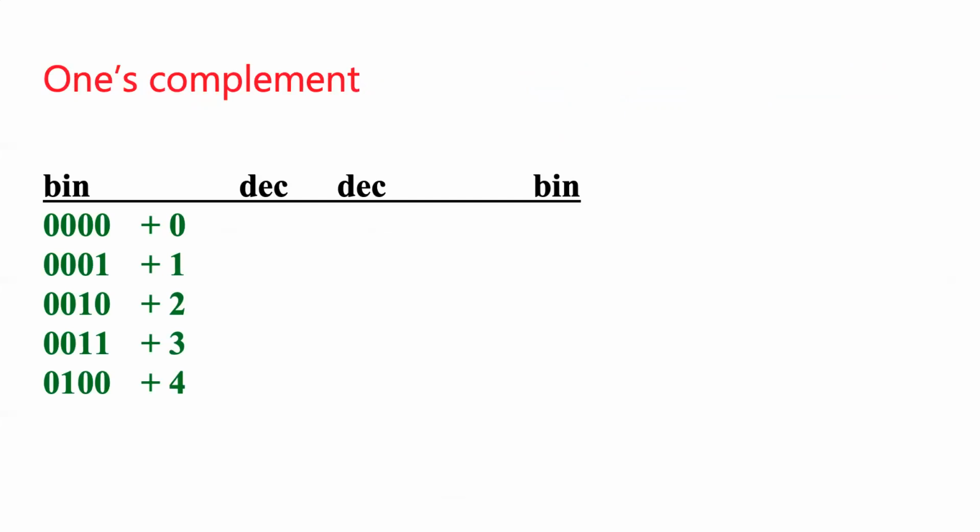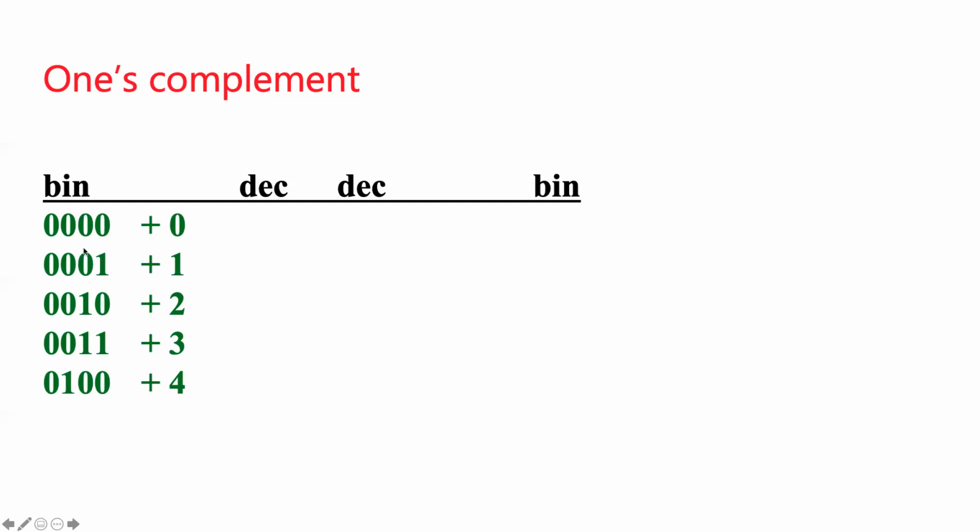One's complement says you're going to represent a negative number by just flipping all the bits. You're just going to turn all the zeros into ones, and all the ones into zeros. Said better, if you had a positive number and you wanted to negate it, you would just flip all the bits. So for the positive numbers, they're going to look just like they did for unsigned values.